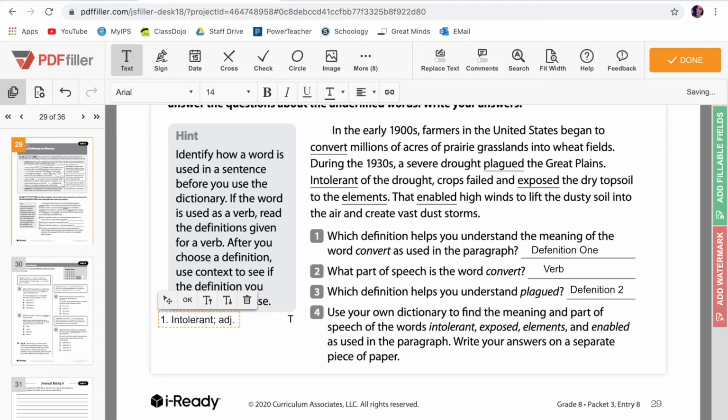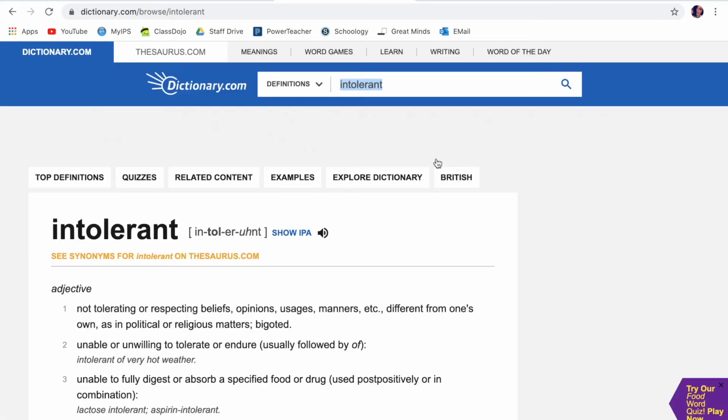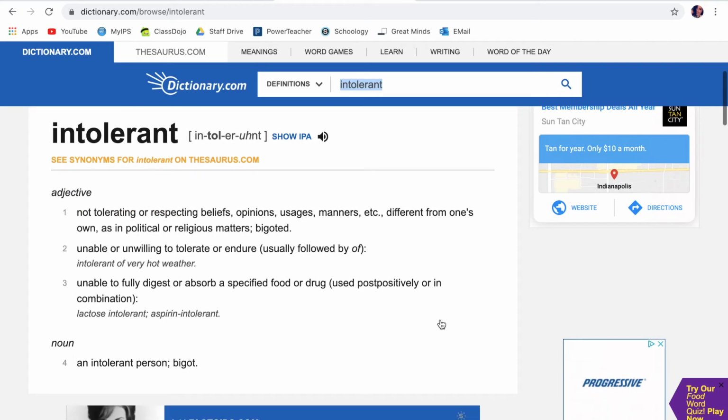Like I said, the abbreviation for that is ADJ. So intolerant is describing how the crops are towards the drought. If they're intolerant of the drought, the crops failed in the topsoil, or the dry topsoil to the elements. So let's look at the possible definitions for intolerant. Not tolerating or respecting beliefs, opinions, usage, manners, etc. Does this have anything to do with opinions or beliefs? No. Unable or willing to tolerate or endure.